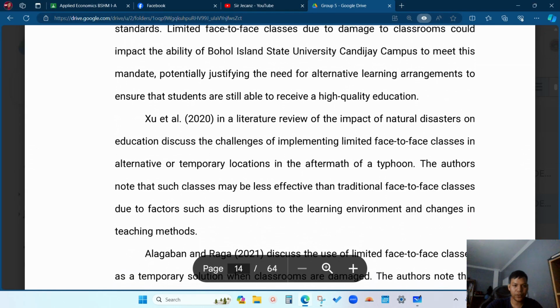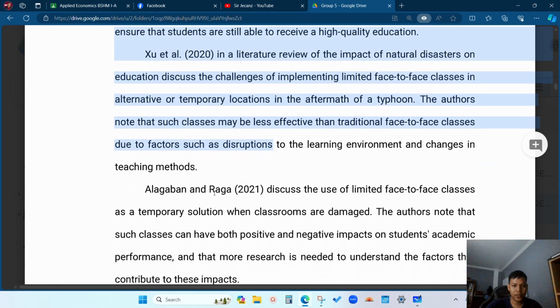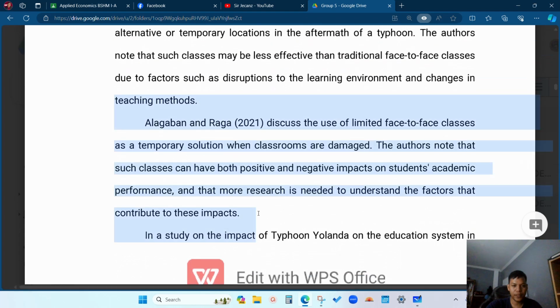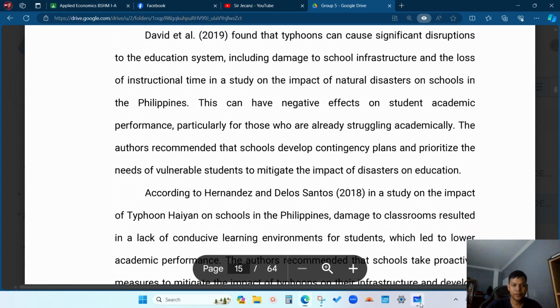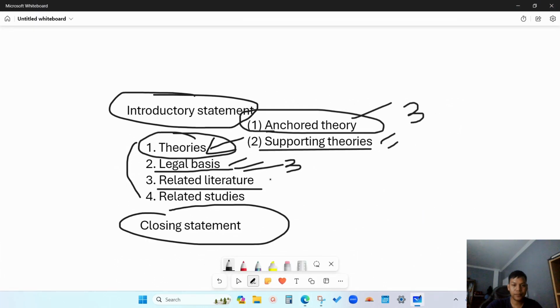After the 3 theories, we have seen here the examples of the related literature. According to Su et al., 2020, in the literature review of the impact of natural disasters, and so on. So this one is also an example of related literature. There is no required number of related literature.